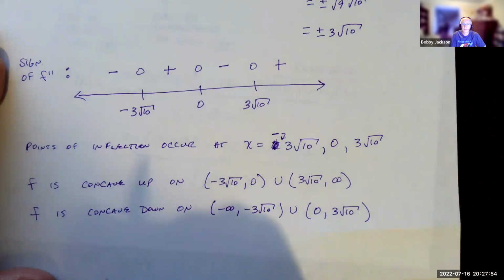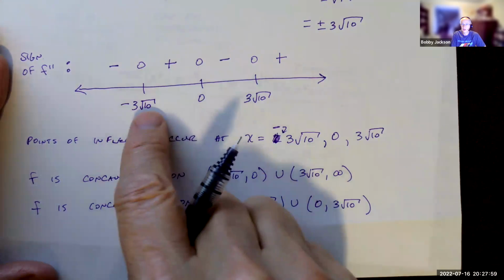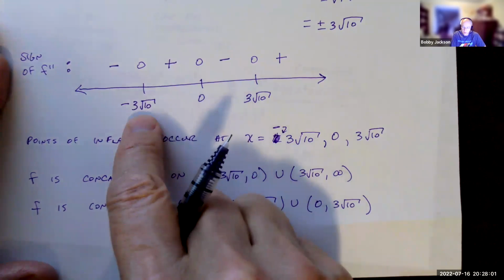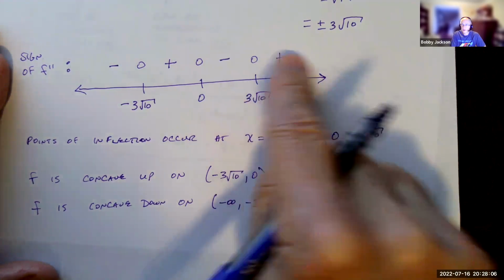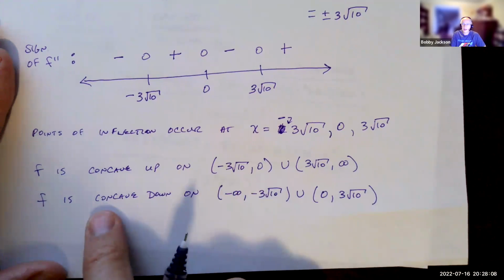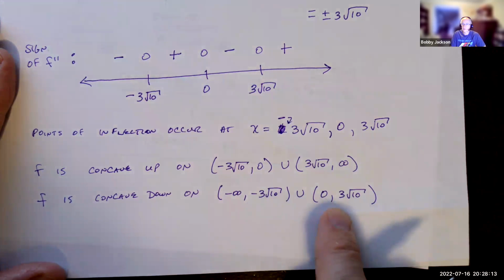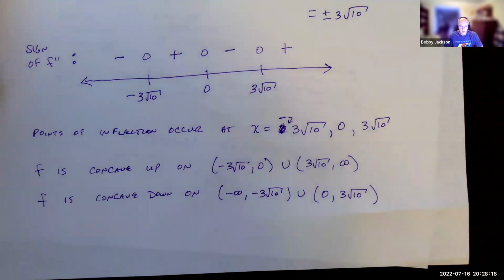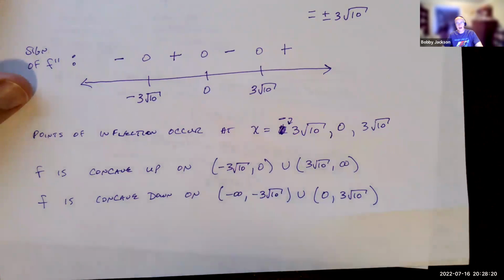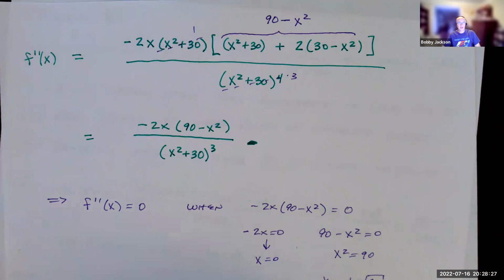Show the sign check. Also, the sign check gives us the intervals where we're concave up, where the second derivative is positive. So from negative 3 square root of 10 to 0, and then also positive from 3 square root of 10 to infinity. And then we're concave down where the second derivative is negative on these two intervals here and here. And so that's how this problem is done. A little bit involved in the simplification of that second derivative, but I hope that makes sense. And again, as always, if you have any questions, please let me know.